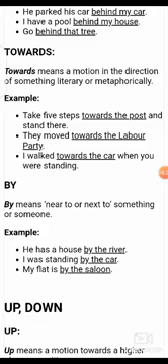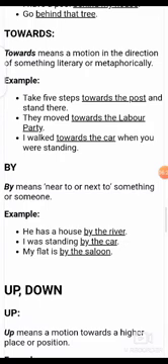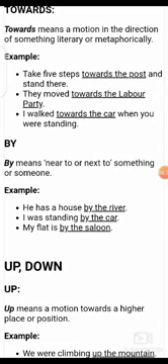Towards means a motion and direction of something, literally or metaphorically. Take 5 steps towards the post and stand there. When you're going forward, then you can say toward. They moved toward the Labour Party. I walked towards the car when you were standing there.